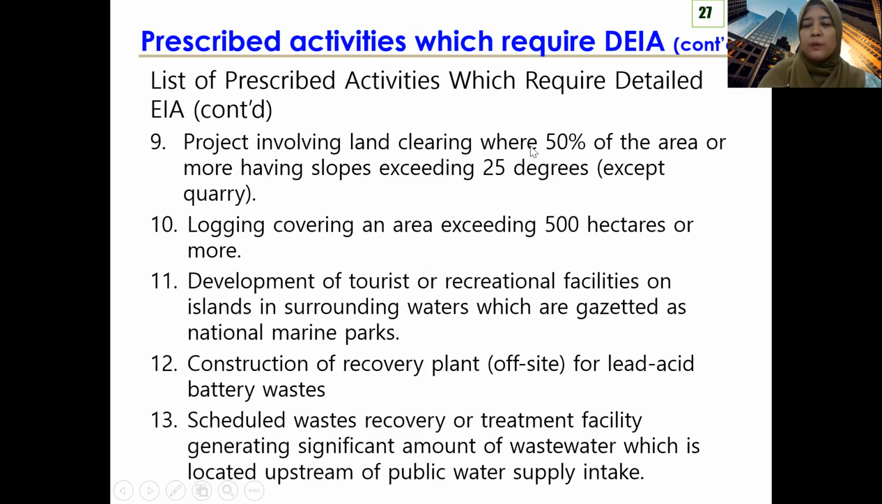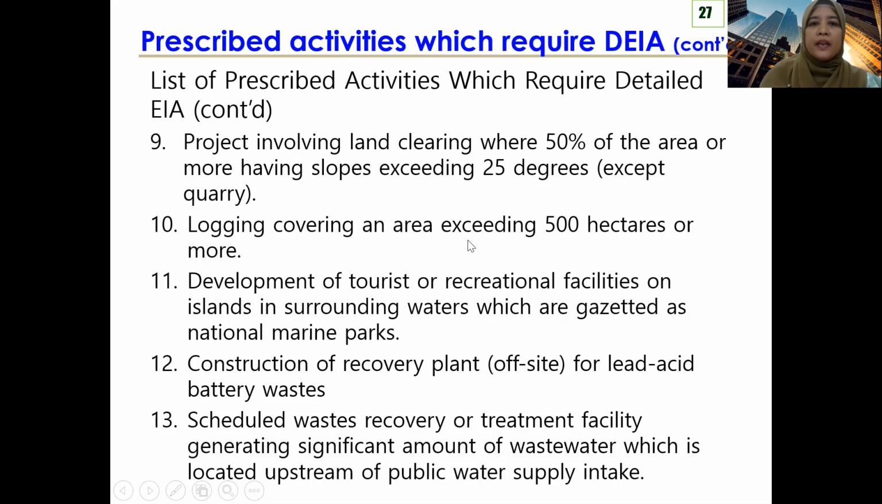Project involving land clearing whereby 50% of the area or more having slopes exceeding 25 degrees. Nak potong bukit, nak potong kawasan tanah tinggi, you are reducing the water catchment area. That's why. And also, if slopes exceeding 25 degrees means you want to cut the hills, it may cause erosion later on. It can lead to all kinds of problems in the future. That's why you need detailed EIA, detailed study. Landslides.